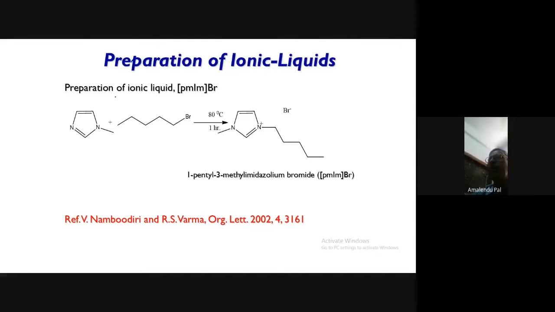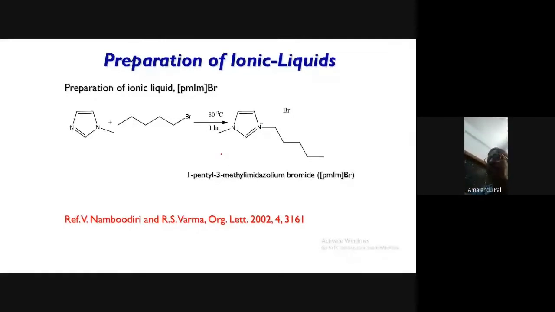So, the preparation of an ionic liquid. This is very, very simple. We prepare such ionic liquids in our lab. You have pentyl bromide and 3-methylimidazole. We'll talk about the details of these later. This is a simple procedure you can carry out in the lab, giving 1-pentyl-3-methylimidazolium bromide. So this is the ionic liquid compound we are preparing.